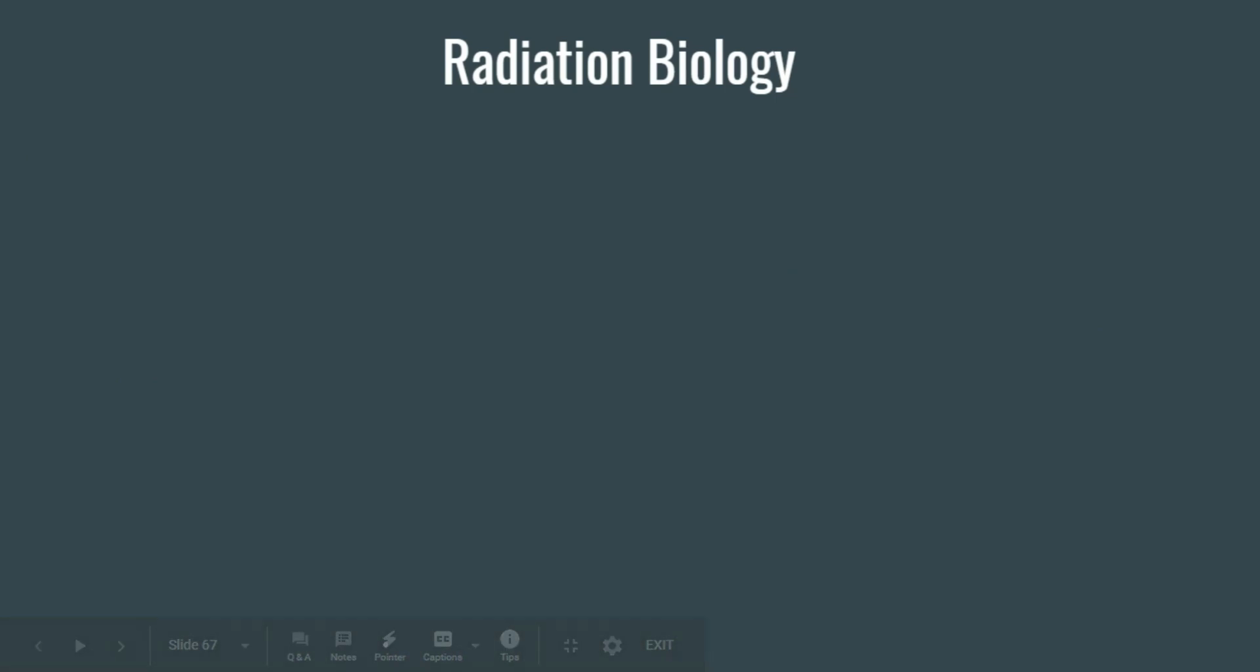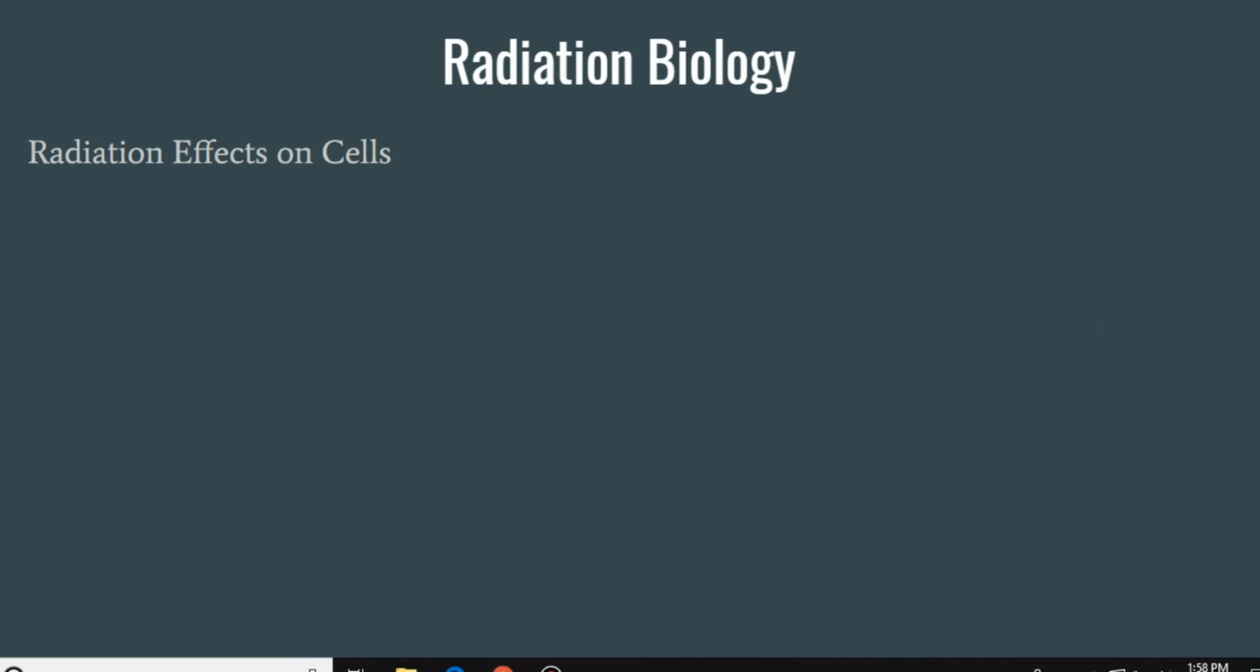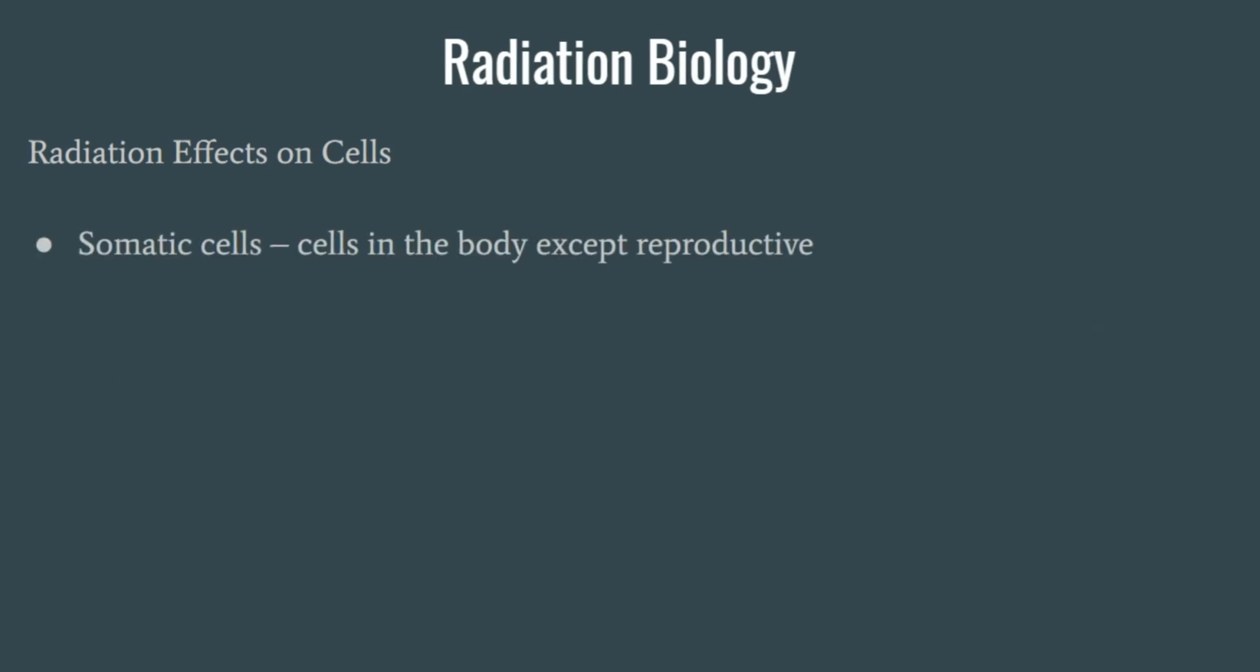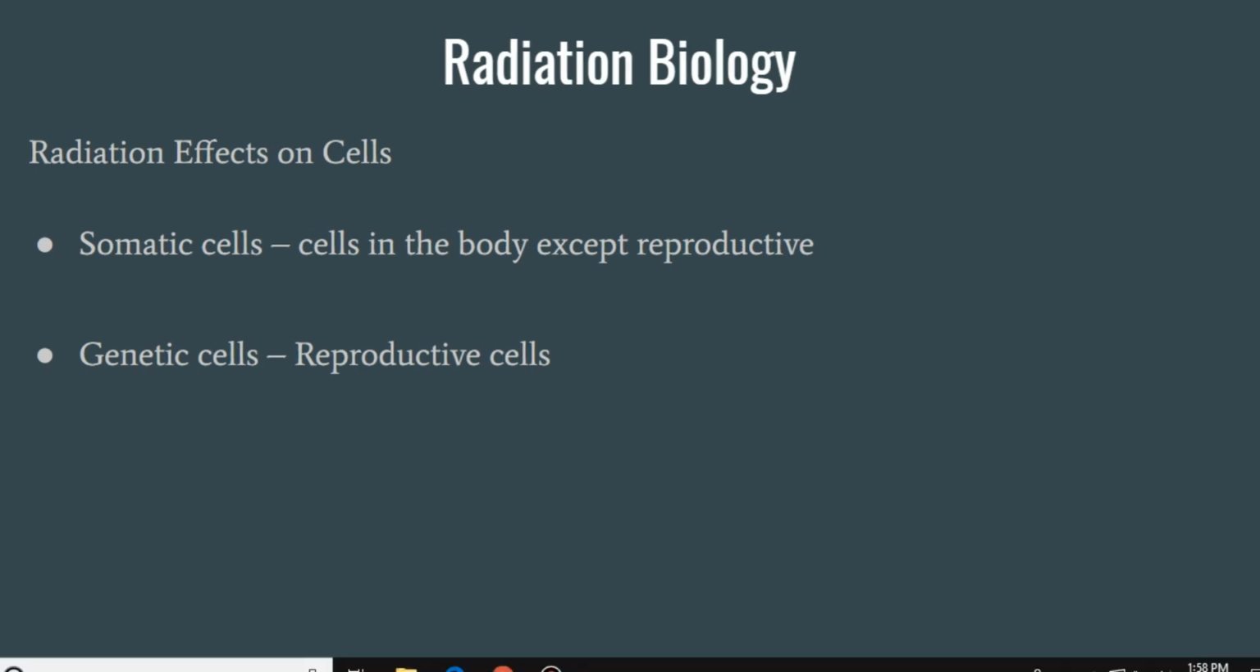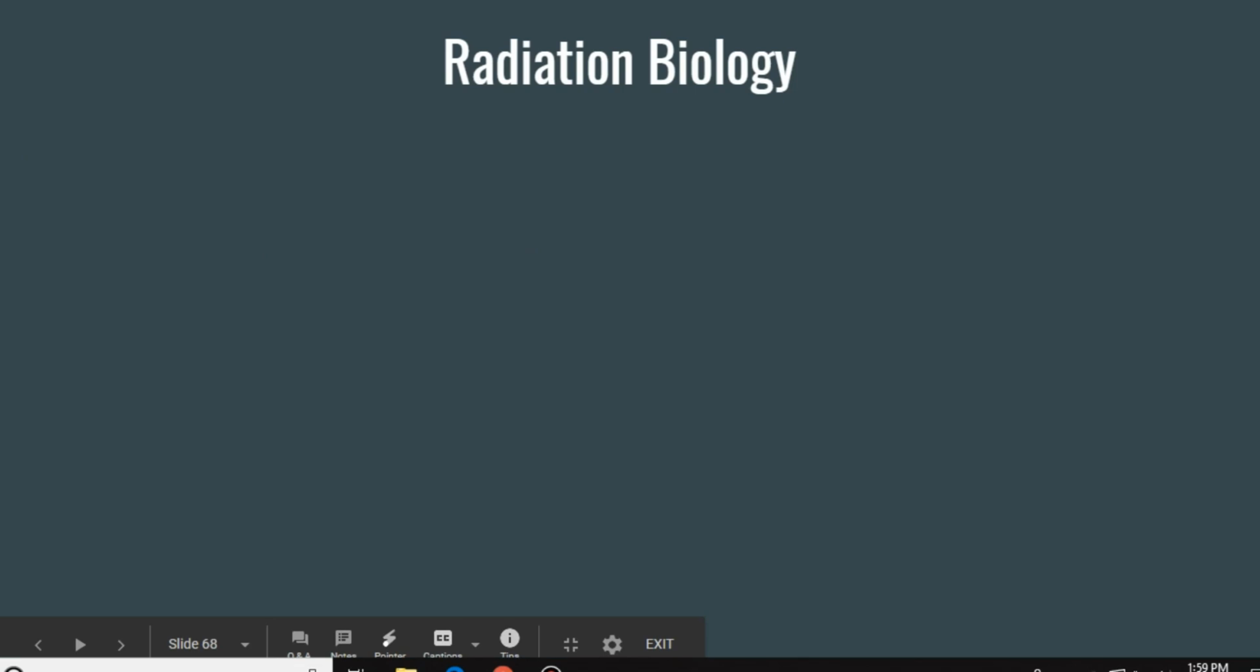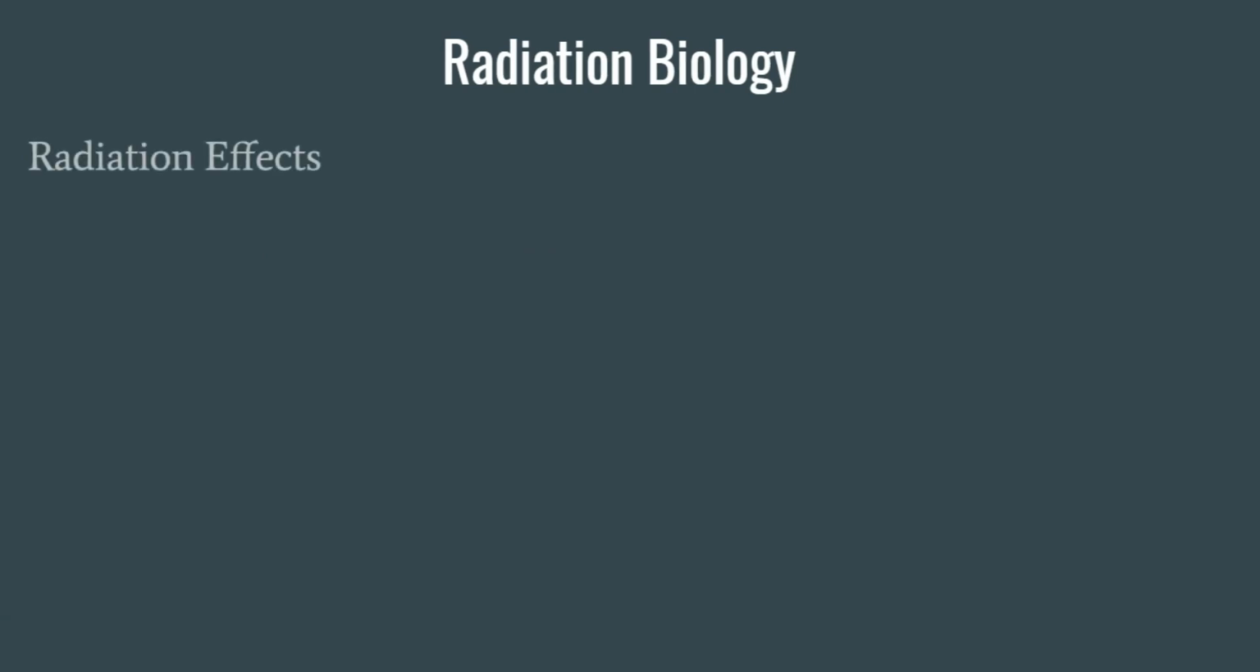We can also begin to discuss the radiation effect on cells. All of the cells in our body can be classified as one of two types. The first type is known as somatic cells, and these are cells in the body except reproductive. And the other type is genetic cells, and these are the reproductive cells. So somatic is everything except reproductive, and then genetic is reproductive.